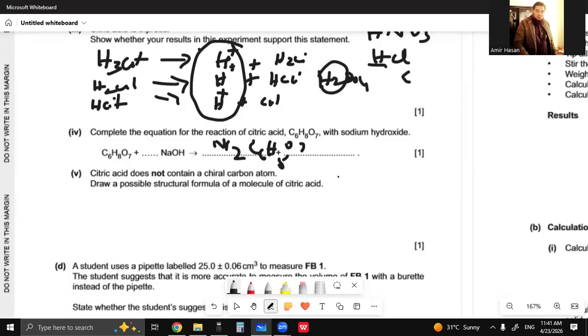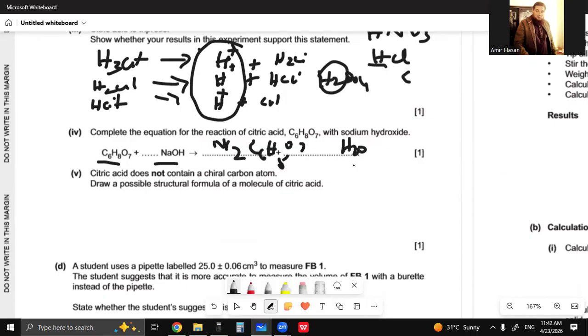And plus, water is formed. Now this is a neutralization reaction. Citric acid reacts with sodium hydroxide, and sodium citrate salt and H2O water are formed. This is the main reaction.